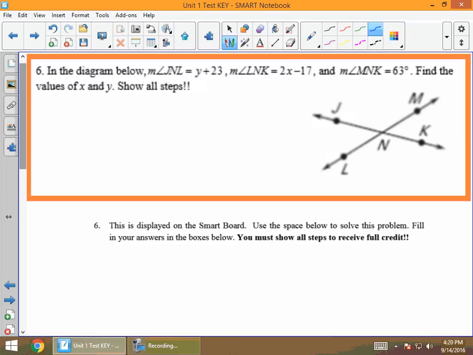So the problem says in the diagram below, the measure of angle JNL is y plus 23. And the measure of LNK is 2x minus 17, and MNK is 63. Find the values of x and y and show all the steps.